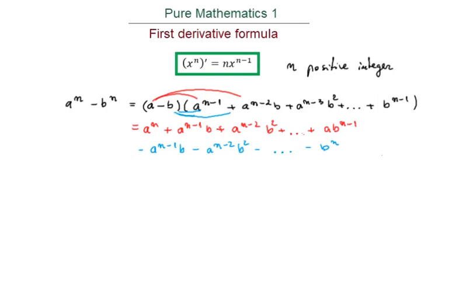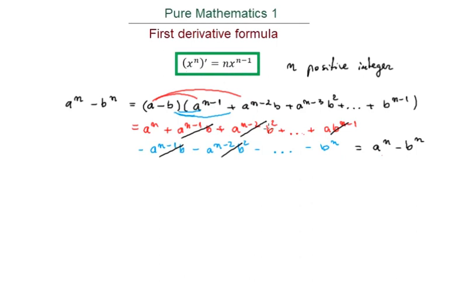As we can see, we have many like terms. A to the power of n minus 1 b minus a to the power of n minus 1 b will be 0. A to the power of n minus 2 b squared minus a to the power of n minus 2 b squared will be 0, and so on. So we can eliminate all our terms apart from a to the power of n minus b to the power of n. This is the formula that we'll be using.